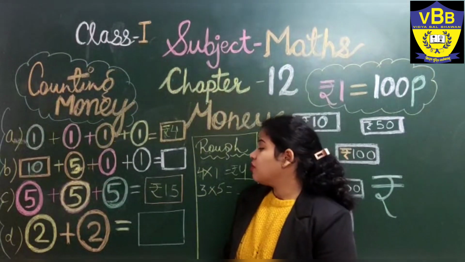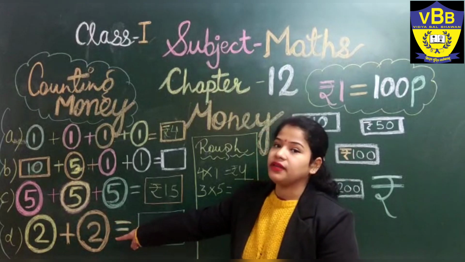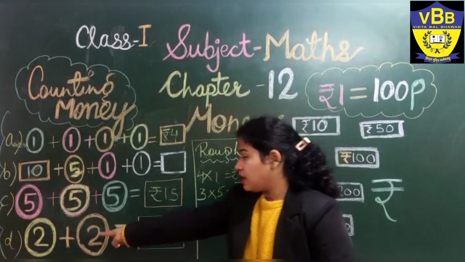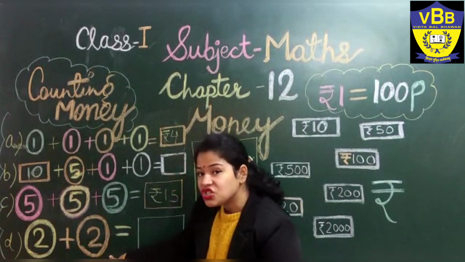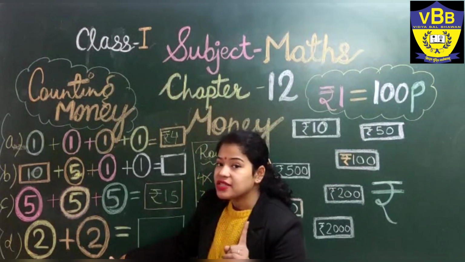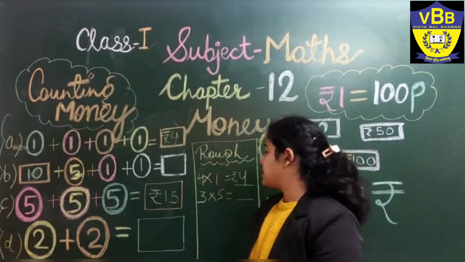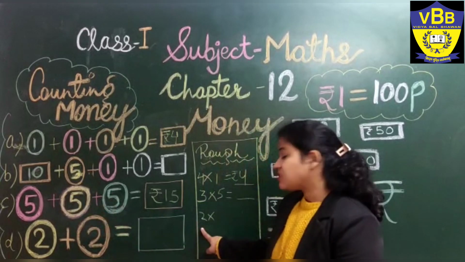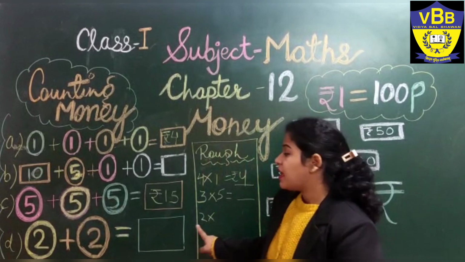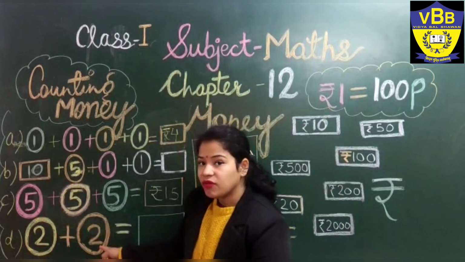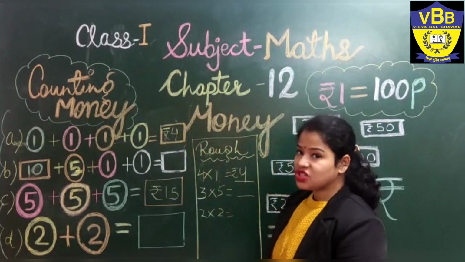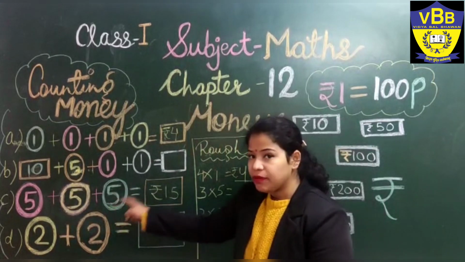Now move towards the D part. Rupees 2 plus rupees 2. How many coins are there? 2 coins. See, at first we write the number of coins. And what is the value of the coin? That is 2. So what will be our answer?